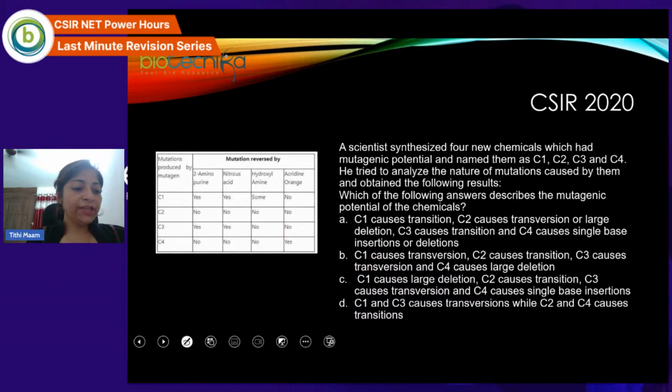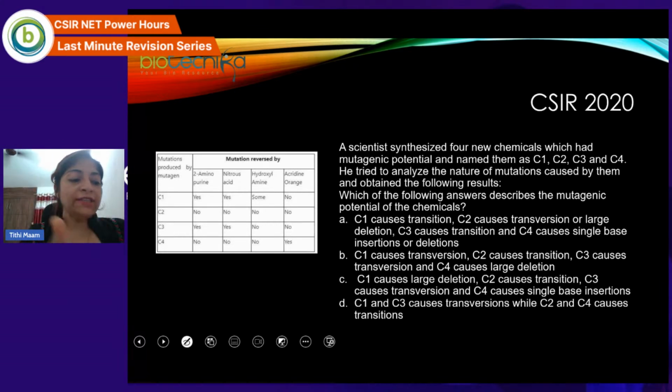Okay, now next, moving on to another concept, that is mutation. In mutations, yes, there are some specific areas from where questions are asked. One type of question has been asked many times. Even if you pick the last 10 years of papers, I will guarantee you that at least 6 times this question has been asked, and that is the mutation reversal study.